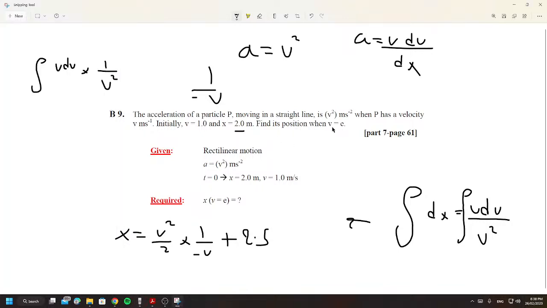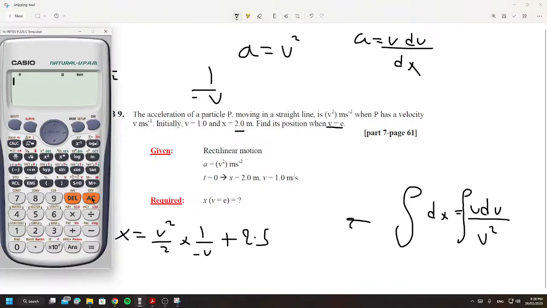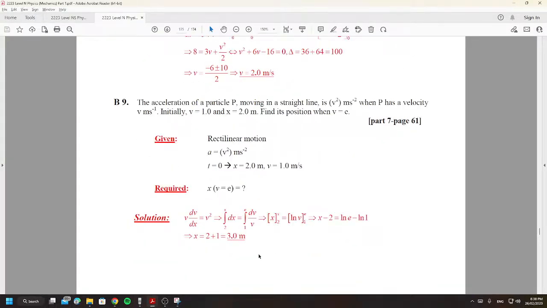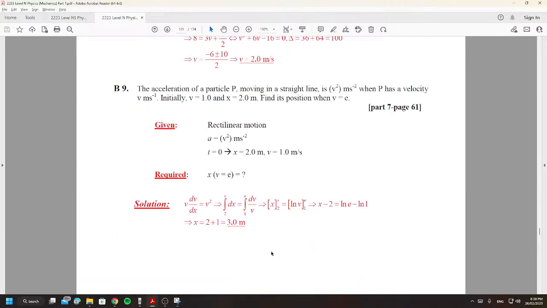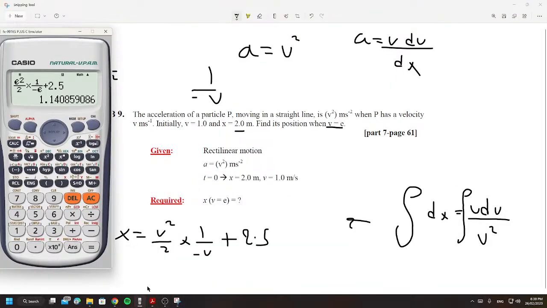Find its position when v is equal to e. Okay, so e squared over 2 times 1 over negative e plus 2.5 equals 1.14. And there goes my hopes and dreams. What did we do wrong? We got the integration constant and everything too, so that's weird.